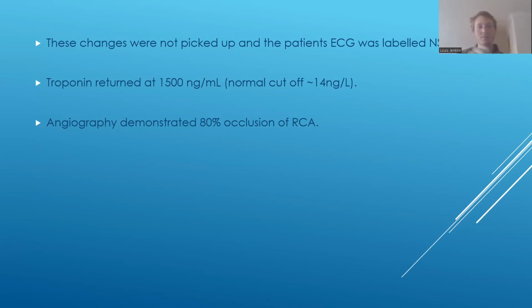And then troponin returned extremely elevated, 1500 nanograms per milliliter, and I don't think we talked about our cutoff earlier, but you could have seen it in one of the slides. Normal cutoff, that's diagnostic event STEMI, is 14 nanograms per liter. And angiography demonstrated 80% occlusion of the RCA.